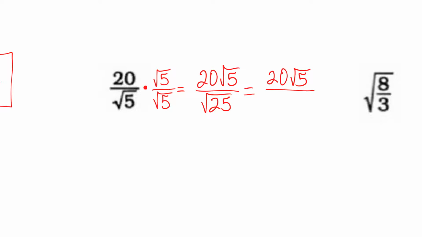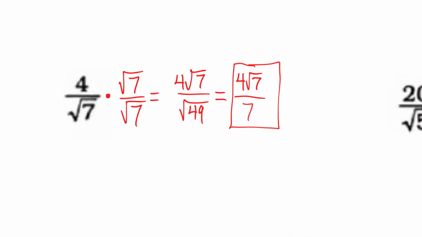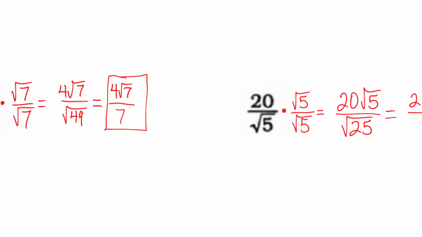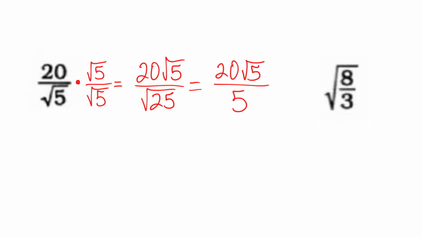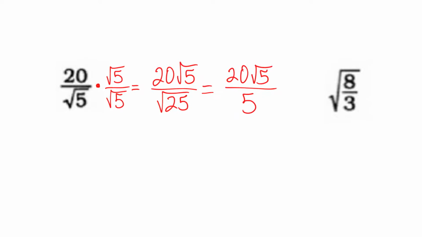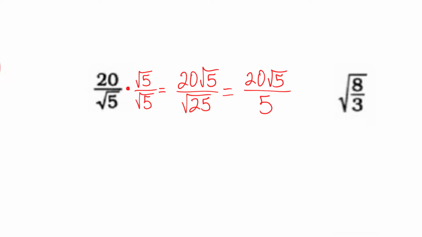There's nothing I can do to simplify the top part. And then square root of 25 is what? 5. It's 5. Now, here there's a little bit more simplifying I can do. Like on this last one, I had 4 square root of 7 over 7. There's nothing I can do to that. On this one, 20 square root of 5 over 5, what simplifying could I do? Yeah, what's 20 divided by 5? 4. It's 4. So this just turns into 4 square roots of 5.